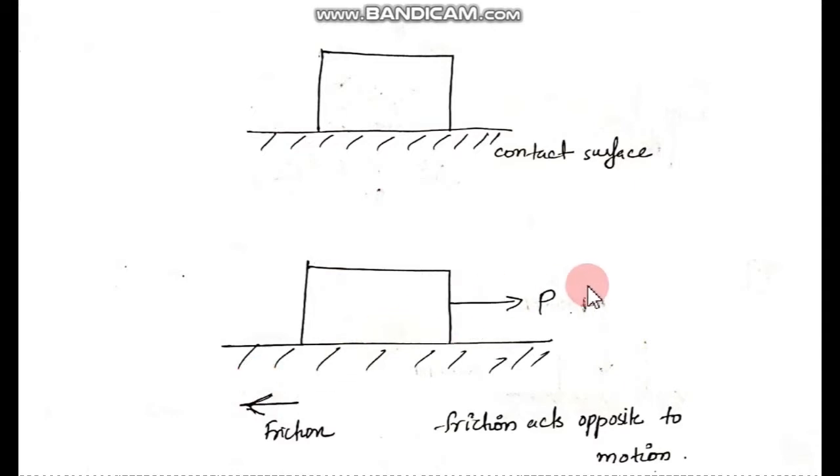If you have the force given this side, it means the body movement is towards that side. It's not about the force, it's about the body movement. So if the body is moving towards the right side, friction is always going to be left, and if the body is moving towards the left side, friction is going to be towards the right side.